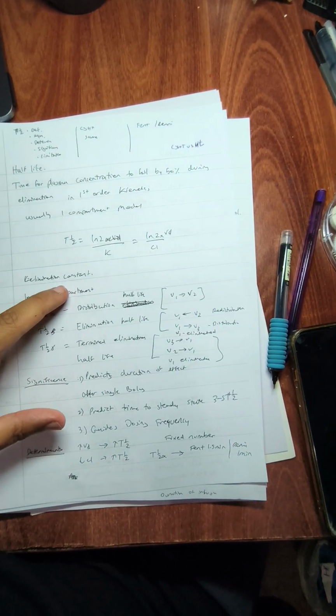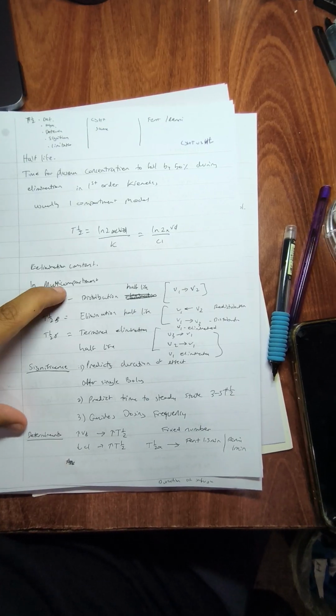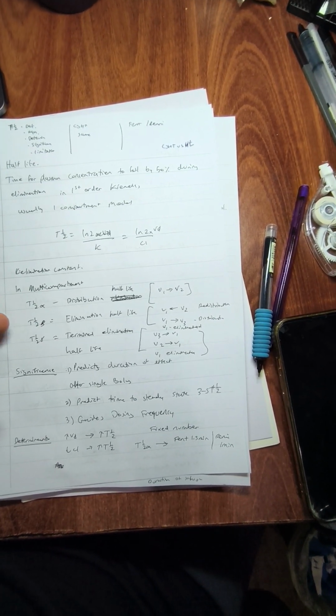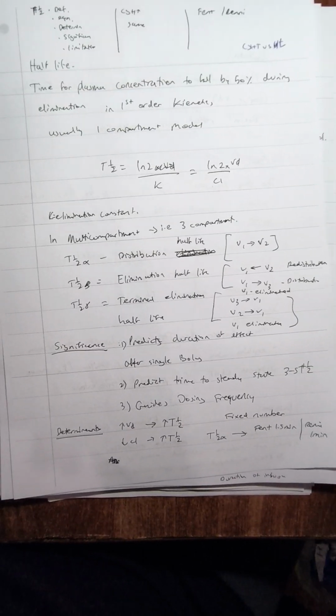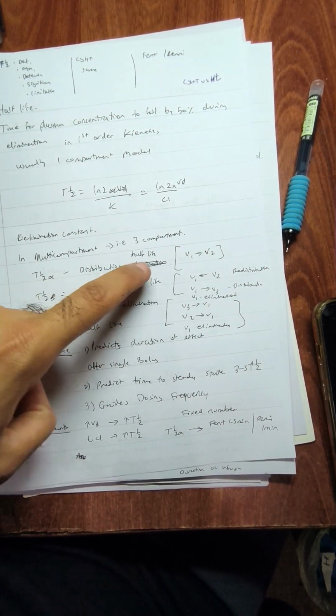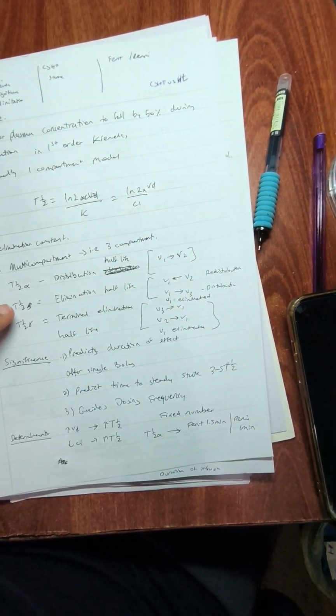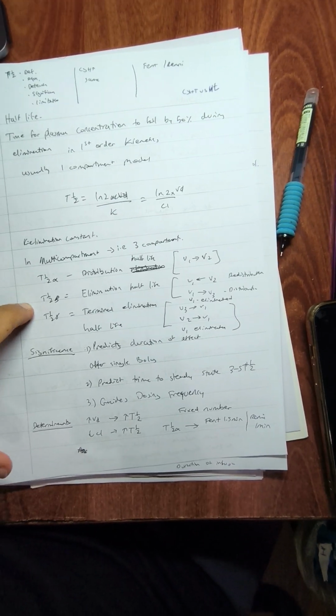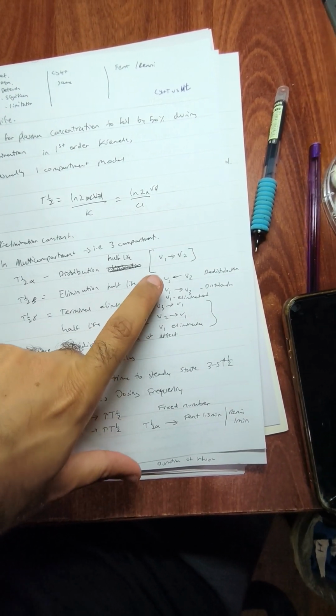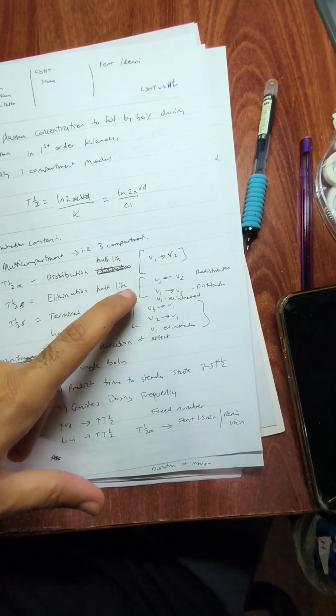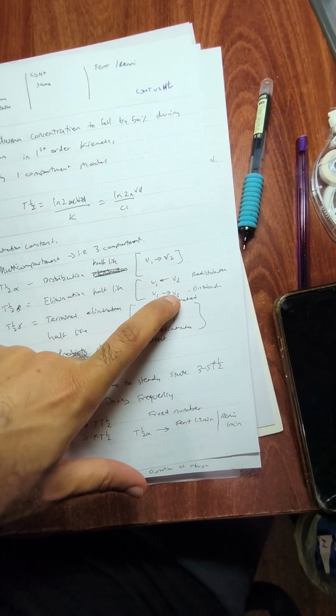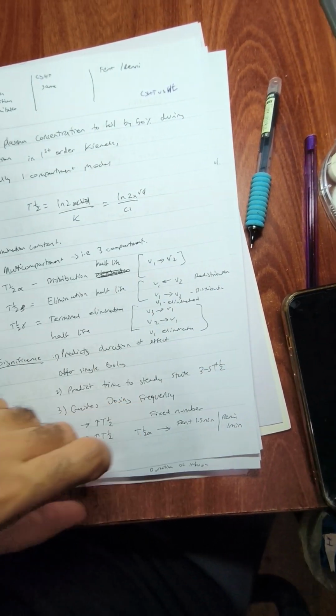K is the elimination constant. In a multi-compartment model, especially a three-compartment model, you have T half alpha, which is the distribution half-life, and that's V1 to V2. Then you have T half beta, which is the elimination half-life, where V2 is going back to V1, V1 is going to V3, and you also have V1 elimination.